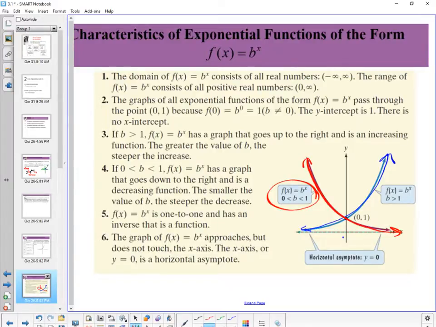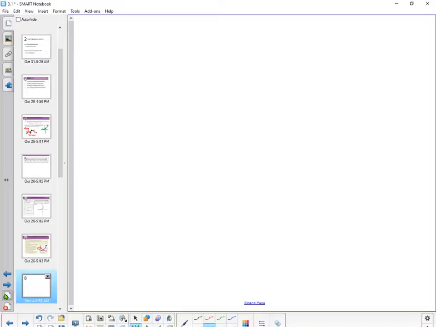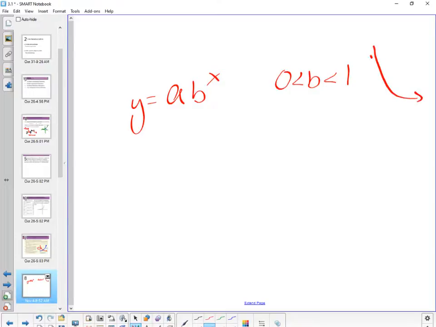So I want to point this out in a different slide real quick here. So y equals a times b to the x. B has to be less than 1, but greater than 0. Now it cannot be 0 or 1. Both of those are going to take you back to just a linear model. But you want some type of decimal up front. That's going to give you exponential decay.